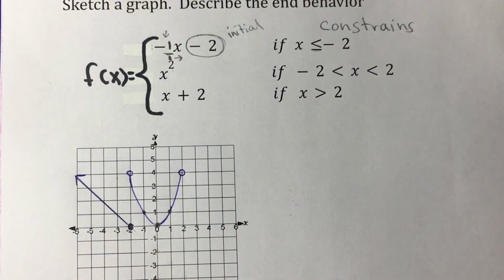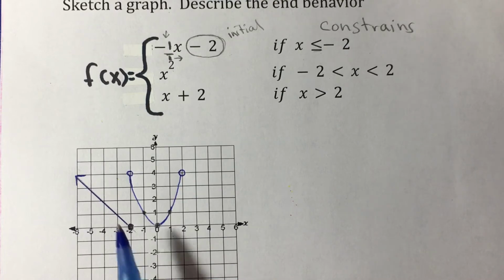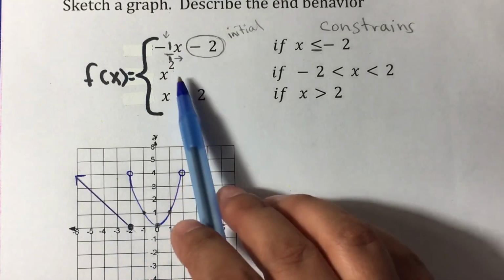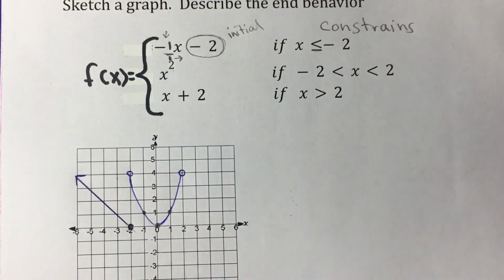So those are two pieces of the function. That's why it's called a piecewise function, because it's made into pieces because of the constraints and the different functions.